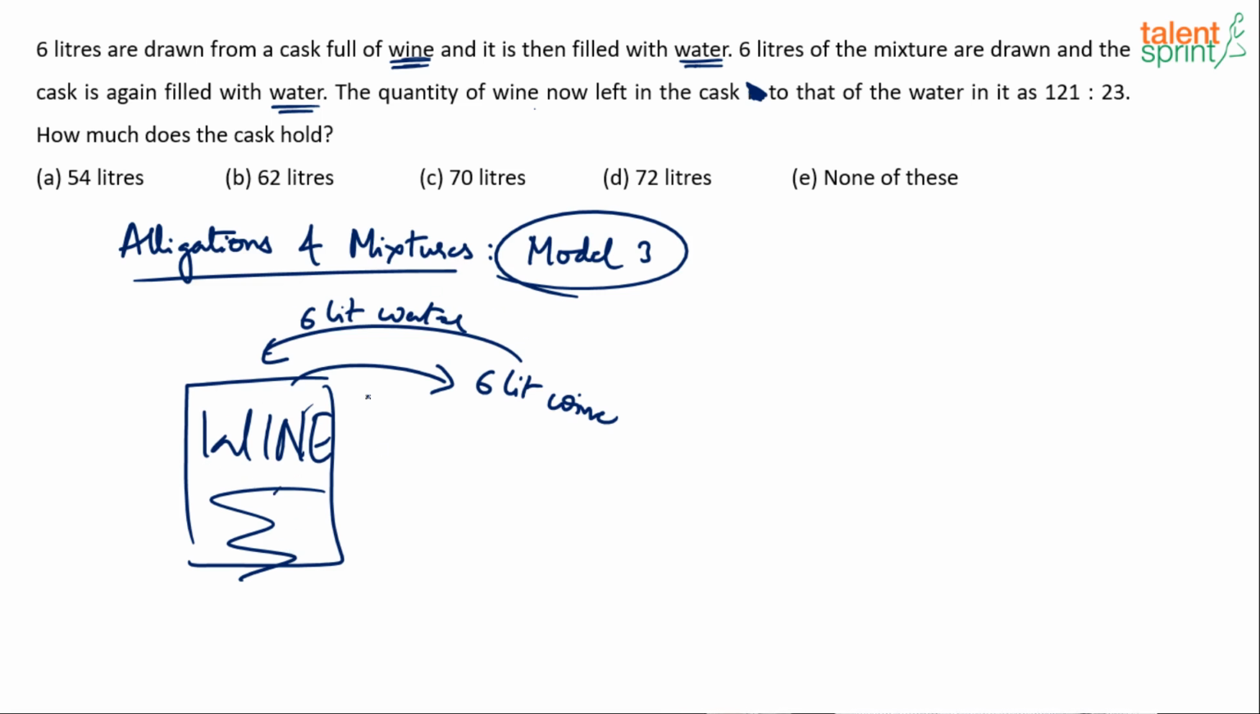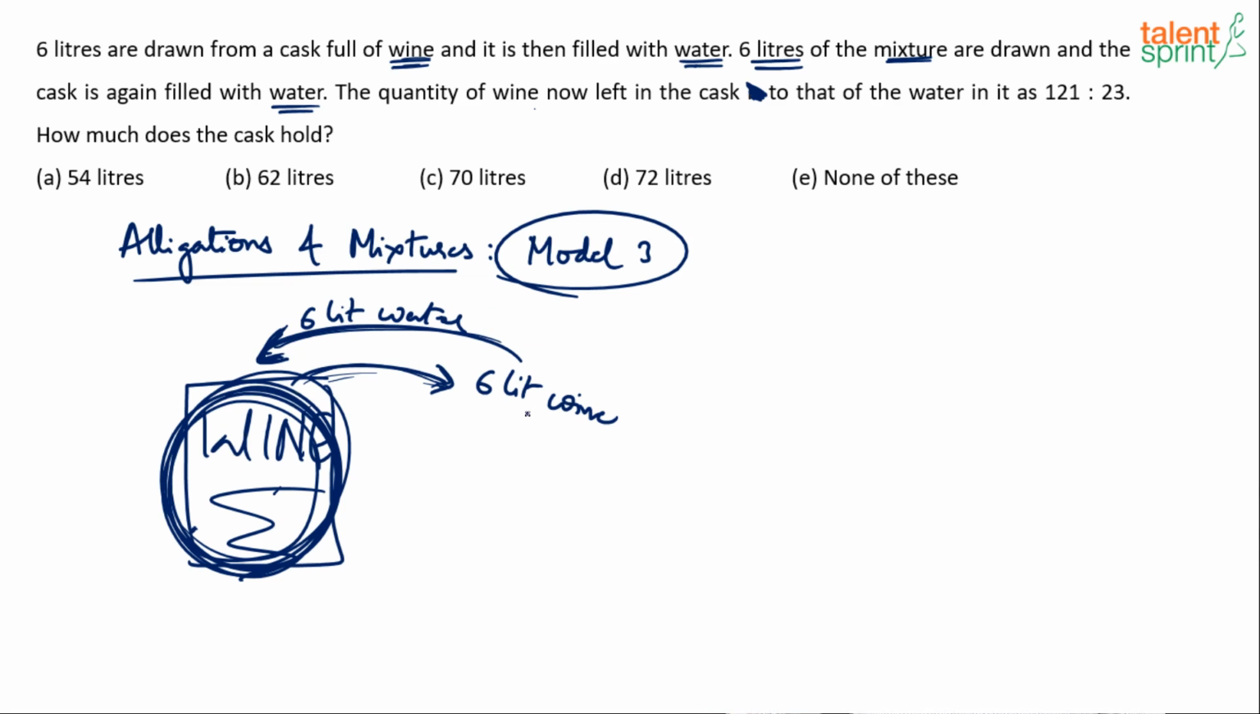From this mixture, again 6 liters of the mixture is removed. The same process is repeated: 6 liters of mixture is drawn and 6 liters of water is added. The problem here is that the second time when you remove 6 liters, it won't just remove wine. It will also remove some water because it has already become a mixture of wine and water. So you won't get pure wine or pure water; you will get a mixture. You remove that 6 liters of mixture and add 6 liters of pure water. So overall, you have added 12 liters of water: 6 liters after the first removal, 6 liters after the second removal.